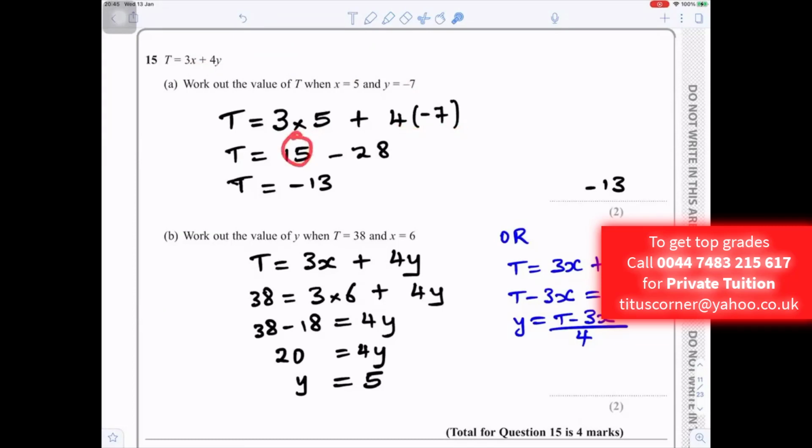3 times 5 is 15. 4 times minus 7 is minus 28. So you get 15 minus 28. It gives you minus 13. So minus 13 is the value for t.